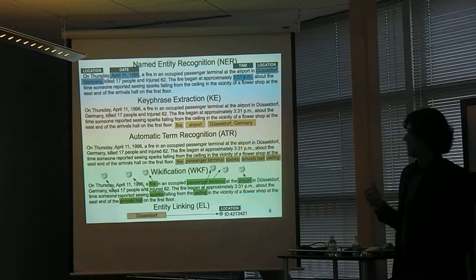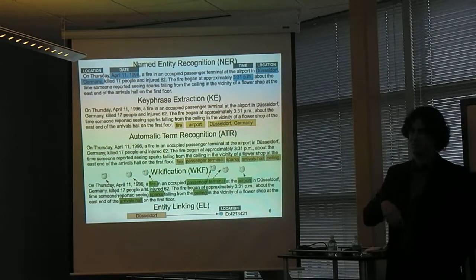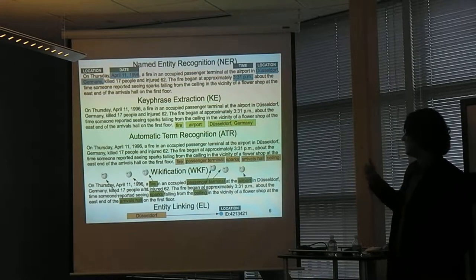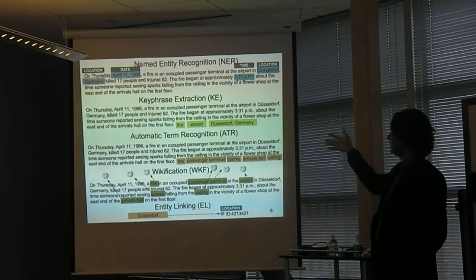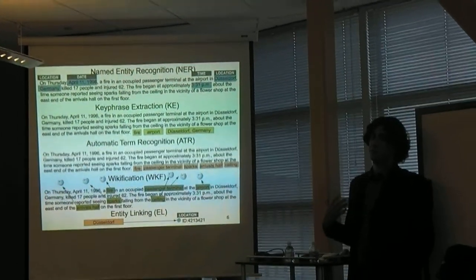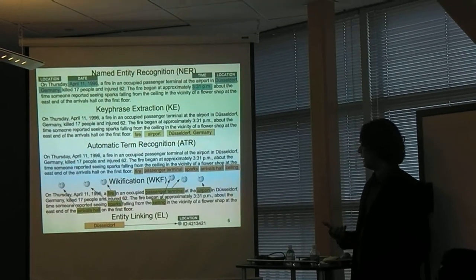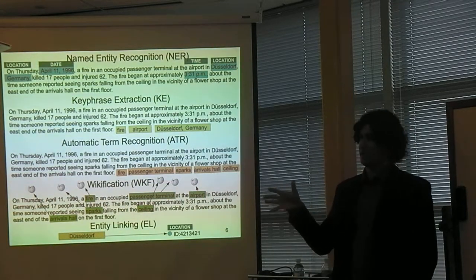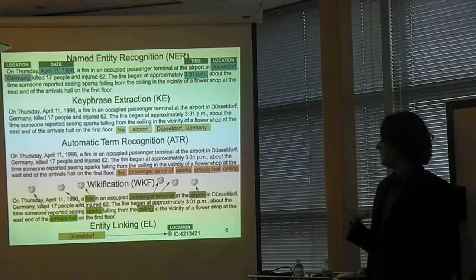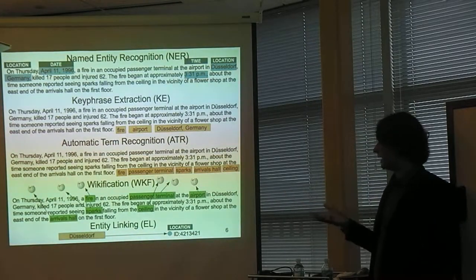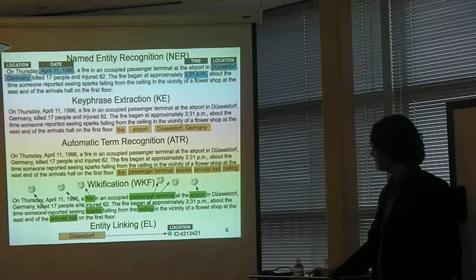In key phrase extraction, the objective is not to tag things in the text, but rather to extract the phrases from a collection that are important for the text or for a given objective. So for example, here in this text, it's a fire happening in an airport in this location, so these are important phrases. Automatic term recognition is related to key phrase extraction, but the objective there is to build the terminology, so to collect all terms that are important for a domain. While wikification is mainly focusing on connecting strings to their corresponding Wikipedia pages for those concepts, but there's no real notion of type there. And in entity linking, finally, you're given a name and your objective is to find an unambiguous identifier that represents that name.